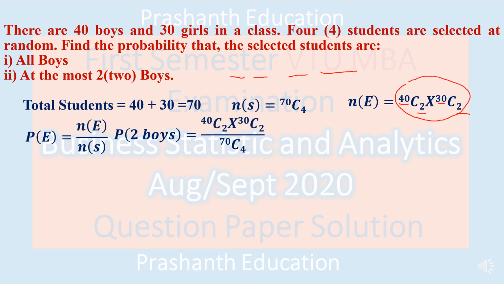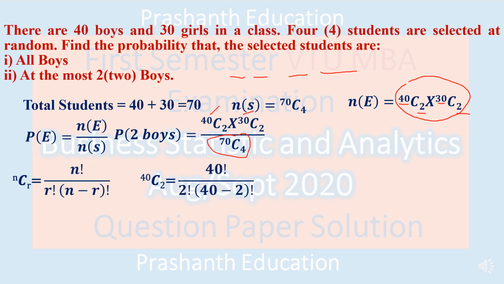So we have calculated 70C4. We need to calculate these two. So 40C2, 40 minus 2 is 38. You need to break down this 40 till 38, then cancel this out. Okay, next the two 30s.